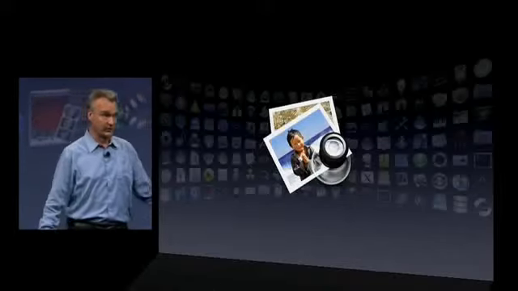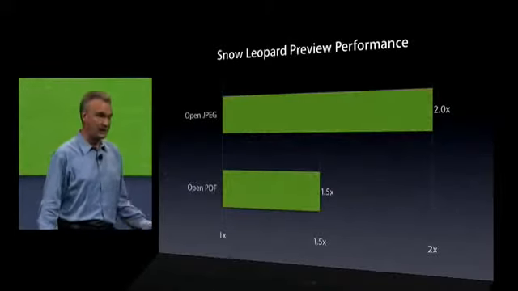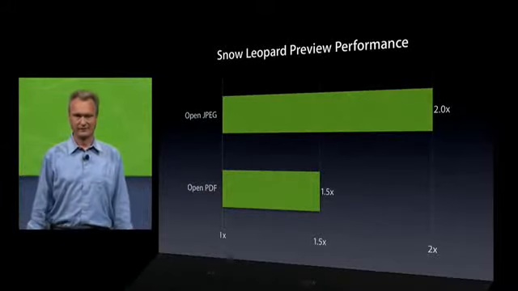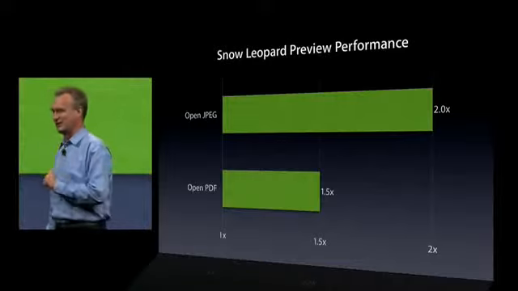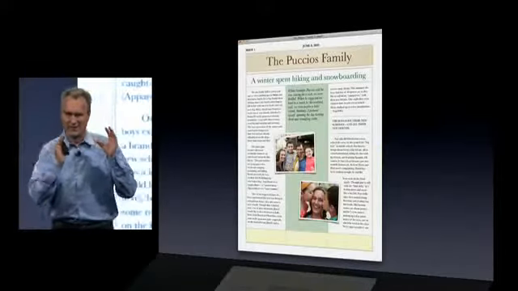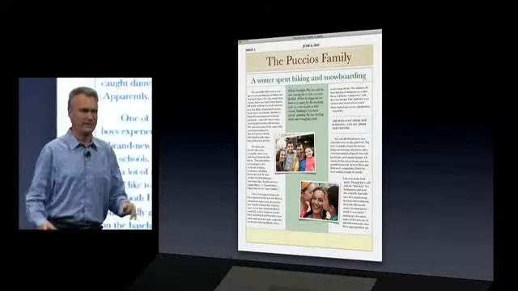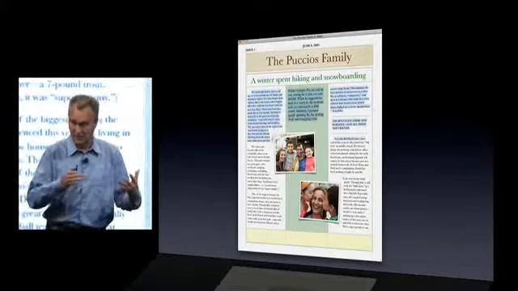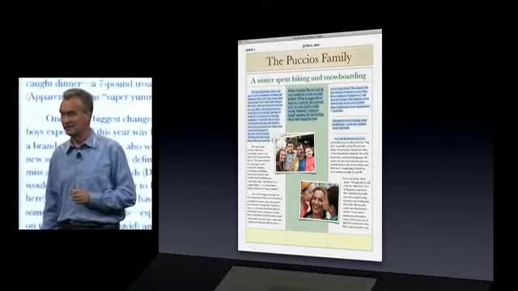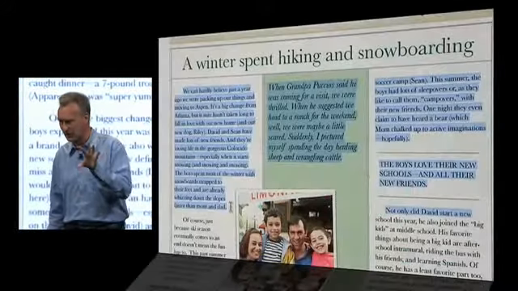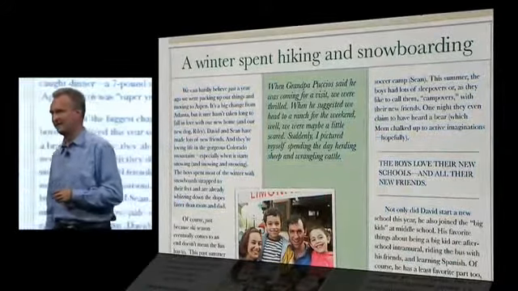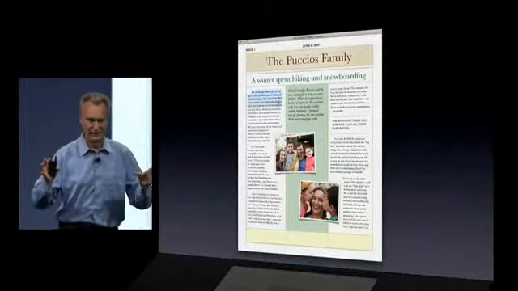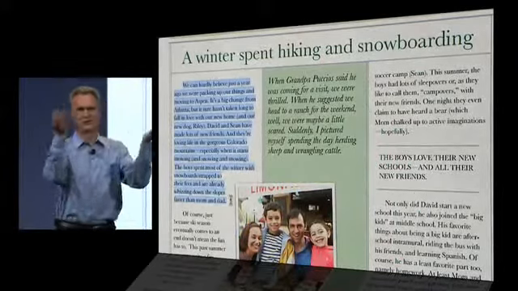Preview. Preview is, of course, our favorite way to view images and PDF files, and we've made common operations faster. There's also lots of little touches. The one I like is about text selection in PDF files. In Leopard, you can actually select text and copy-paste it into other applications, but it doesn't always follow the logical order of the text. In Snow Leopard, we've used a little bit of AI to actually infer the structure of the document.